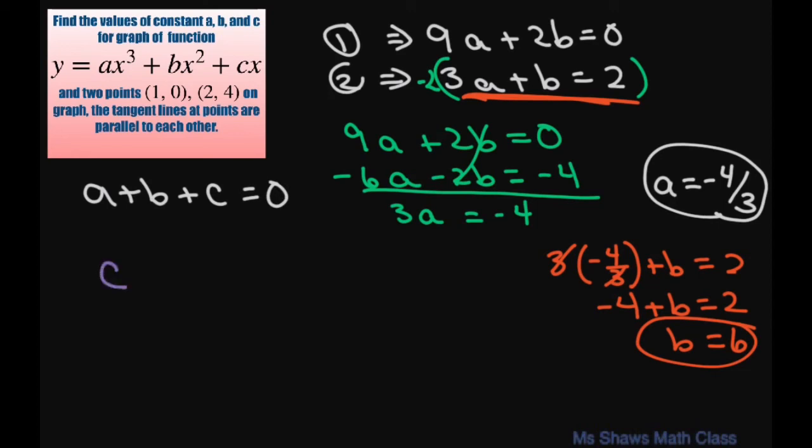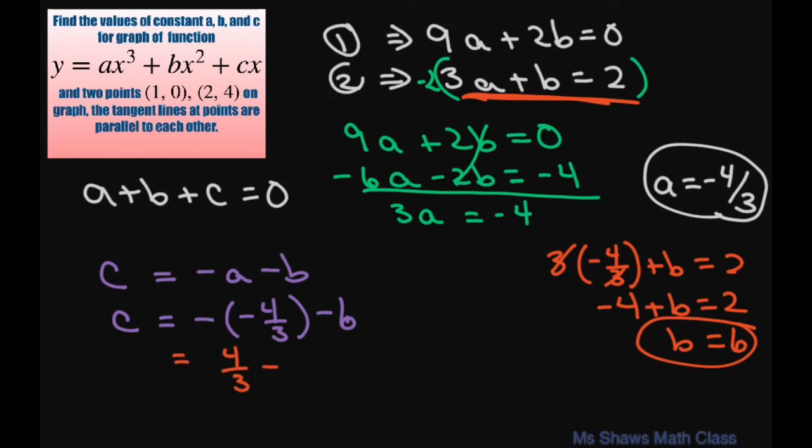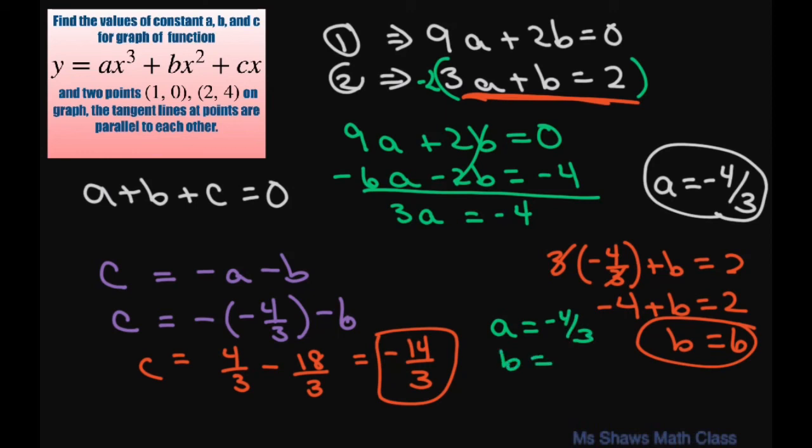So to solve for c, this is just c equals negative a minus b. Therefore, c equals negative 4/3 minus 6. And that's going to equal negative 4/3 minus 18/3. So this is going to equal negative 14/3. So that is your c. And I'm going to go ahead and write this all out again. So a was negative 4/3, b is 6, and c is negative 14/3. And that is your final answer.